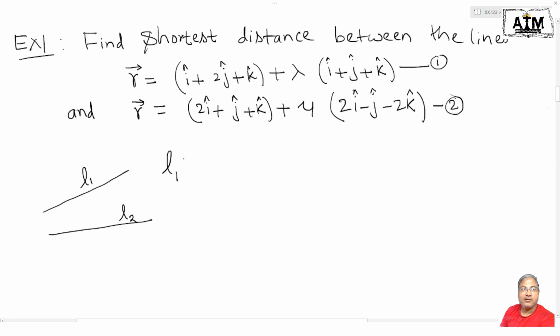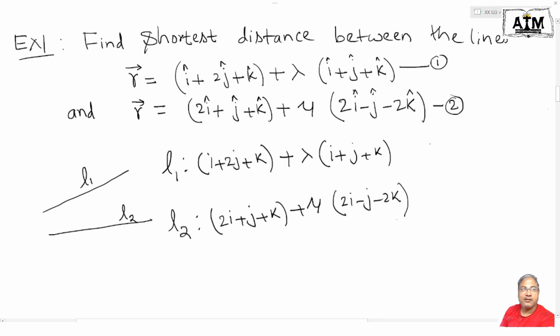The equations of L1 and L2 are given as above, and we need to find the shortest distance between them. Let us call this D, the magnitude of the shortest distance. Comparing the first equation with A1 plus lambda multiplied by B1, and the second equation with A2 plus mu multiplied by B2. Of course, they are vectors. Both the equations of the lines are given in vector form.